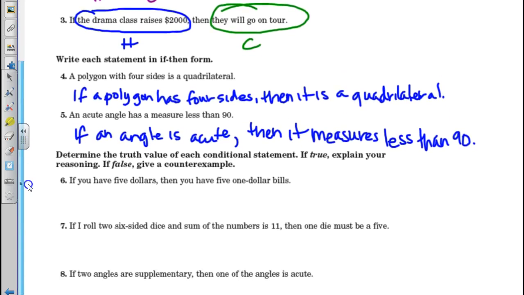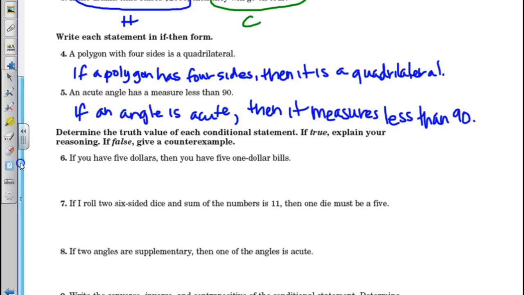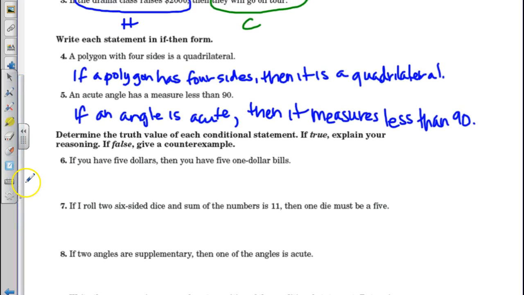Let's keep going here. Now we want to determine the truth value. So we want to say whether this is true or false. And if it's false, we will give a counterexample. All right, so let's try this. If you have $5, then you have 5 $1 bills. Is that necessarily true? So think of a counterexample. Could you have $5 and have a different combination than 5 $1 bills?